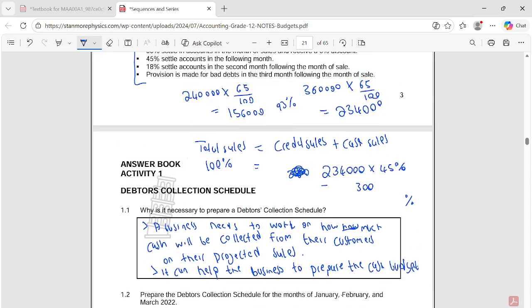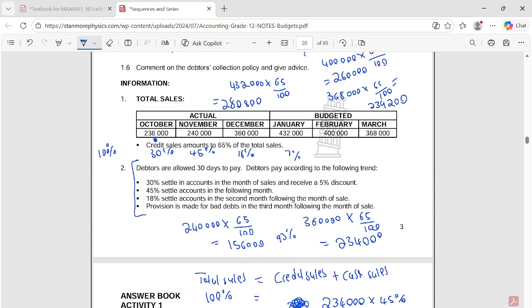Meaning, if you can see, guys, let's say we are here, right? So remember, this is the month of sale, and then this is the month following the month of sale, and then this is the third month, right? And then what is this? This is the bad debt, meaning the 7% out of the sale that we made on October. The sale that we made on October, we're going to collect on October and on November and on December, but on January we're not gonna collect, because it's bad debt.